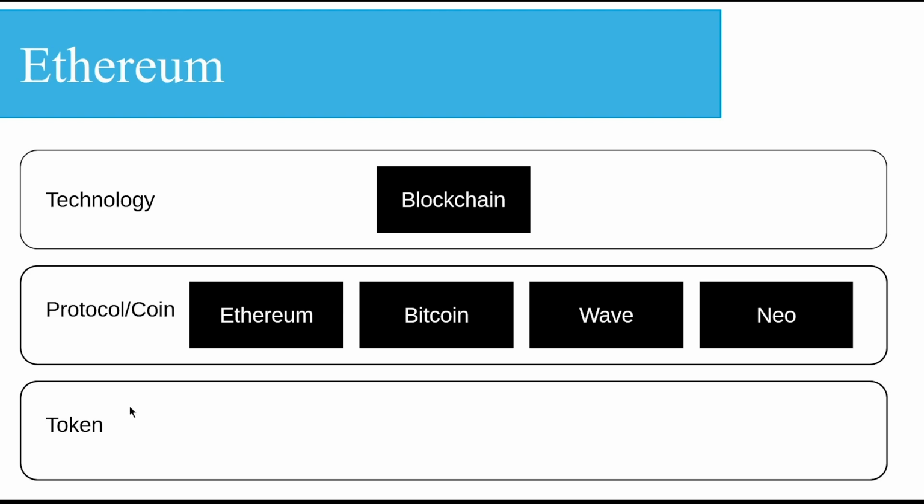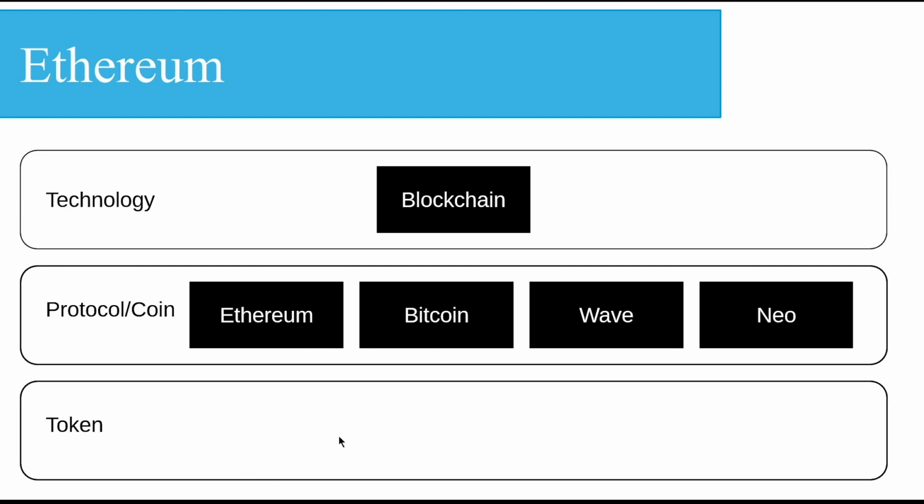Now, these protocols govern rules like what consensus algorithm they are going to follow, and how much cryptocurrency will be given as a reward to a miner who mines a particular block. So all these things are governed by these protocols, and the rules differ for each protocol, as Ethereum has a different set of rules, Bitcoin has a different set of rules, Waves and Neo have different sets of rules.